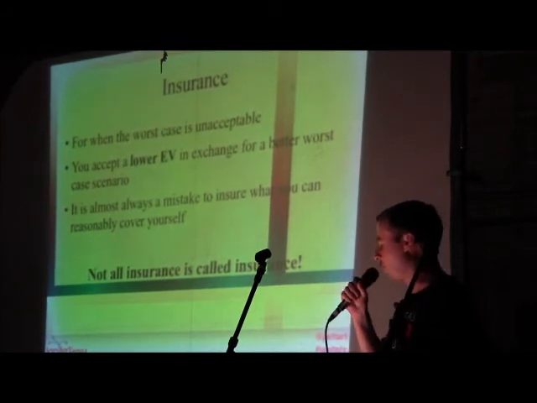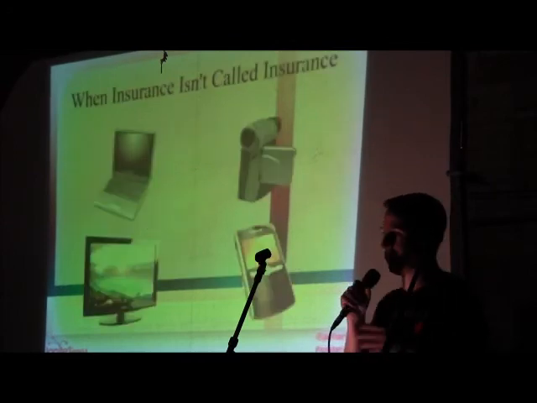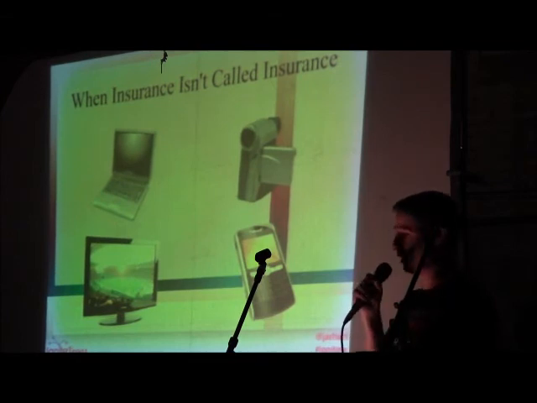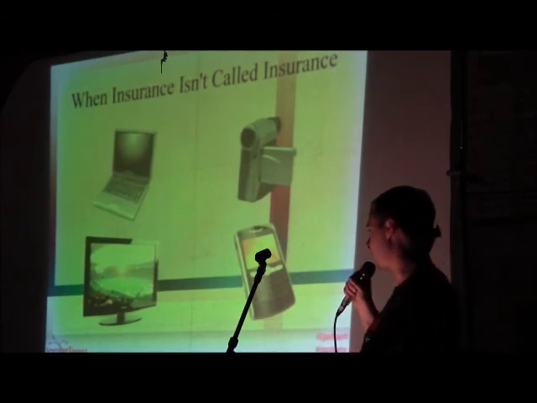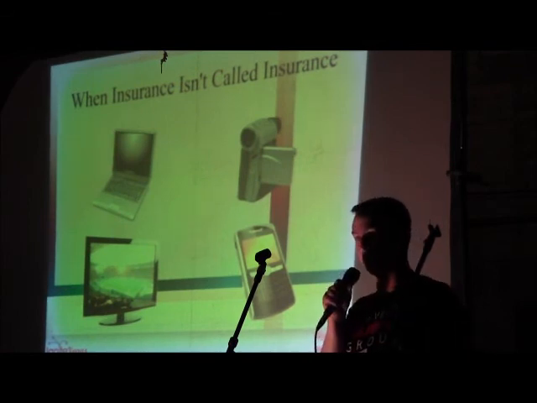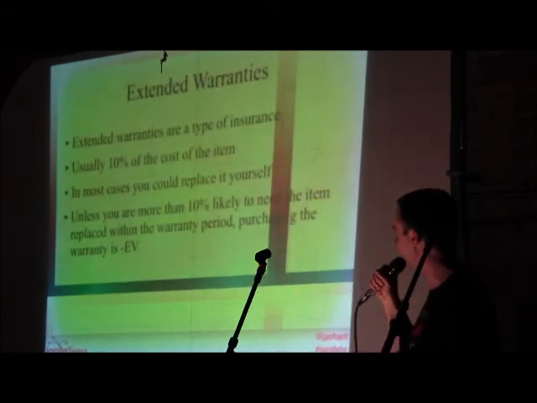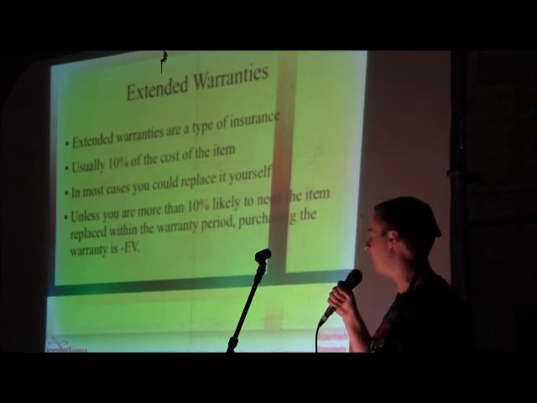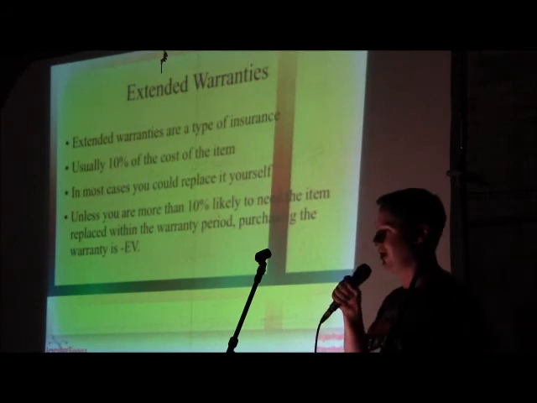So say you want to buy a computer or a camera or some electronics product that's at least a couple $100. You go to your electronics store, you pick out the product, go to purchase it. They're going to try to sell you a particular type of insurance. They don't call it insurance, they call it an extended warranty. Now, an extended warranty, it's a one-time cost. It's usually 10% of the cost of the item. And in most cases, it's something that you could replace yourself if you needed to. So you don't really need the warranty.